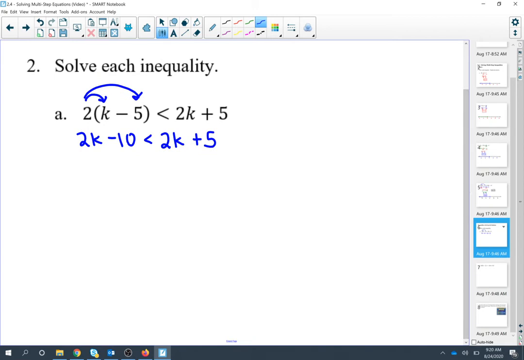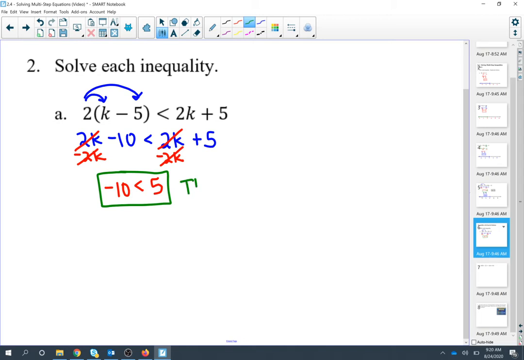I have variables on both sides of my inequality, so I'm going to get my variables to the same side by subtracting 2k. It looks to me on both sides the 2k is going to cancel, so I'm going to be left with negative 10 is less than 5. Now at this point I have no variables left, so I'm looking at the statement negative 10 is less than 5. Ask yourself a question, is that true? Is negative 10 less than 5?